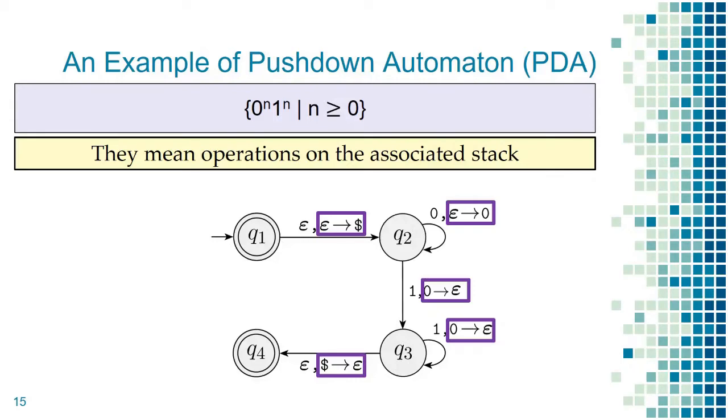What do we add into it or push onto the stack? Epsilon. So we push nothing onto the stack. And we finish in Q4, which is an accept state. Okay?